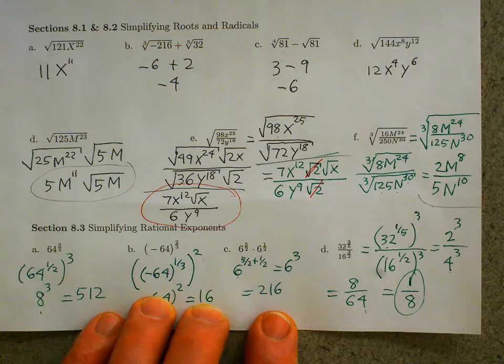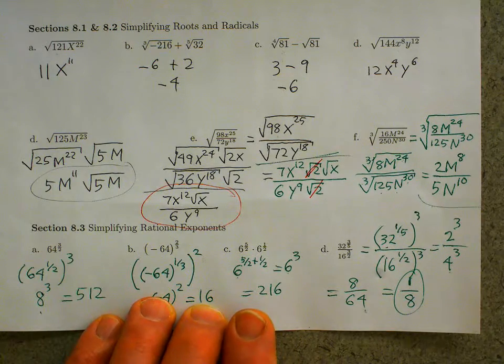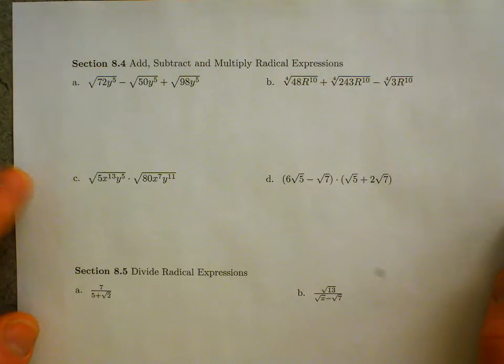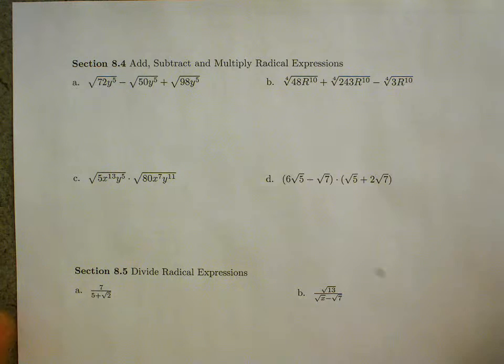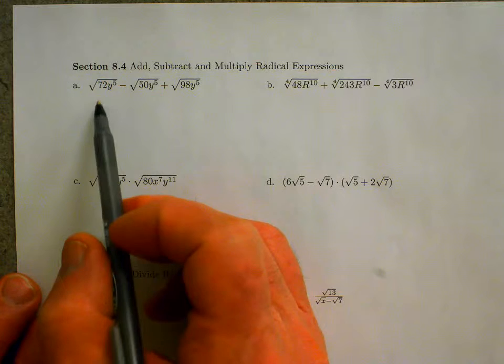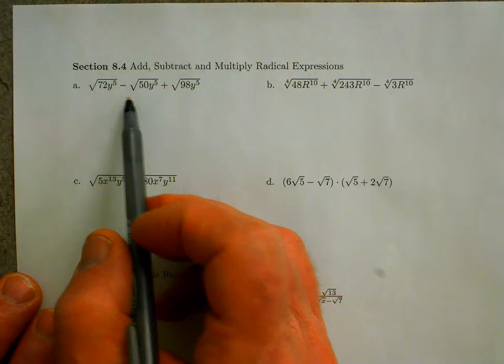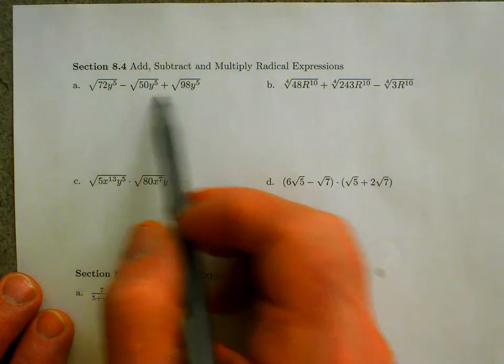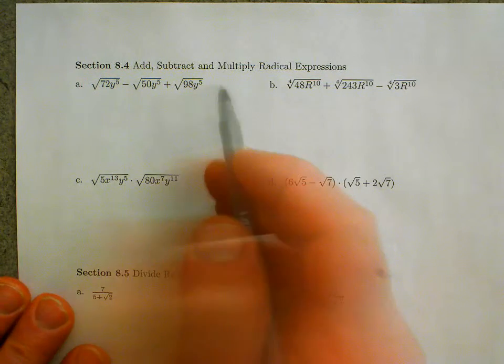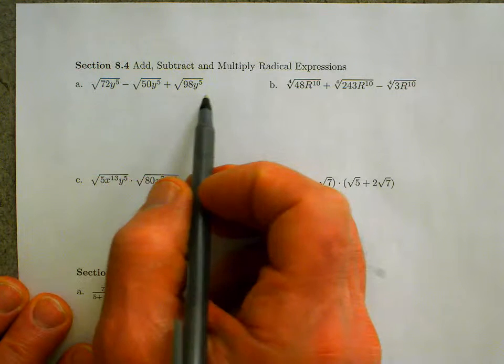Okay, moving on to the next page. So section 8.4, add, subtract, and multiply radical expressions. Okay, here we have the square root of 72y to the 5th minus the square root of 50y to the 5th plus the square root of 98y to the 5th. So each of the square roots can be simplified.